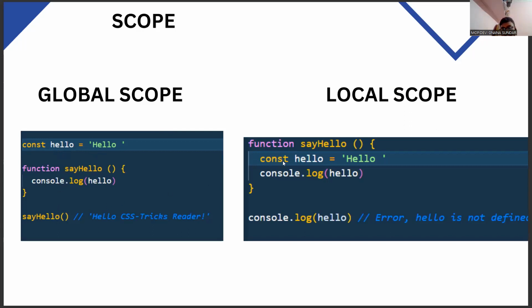But here you can see I have created the hello variable inside the sayHello function. So we can use this hello variable inside the function, but we cannot use it outside the function. It will give an error. So the scope of your variables will vary: it can be global, which can be used everywhere, or local, which is used inside a function or a block.